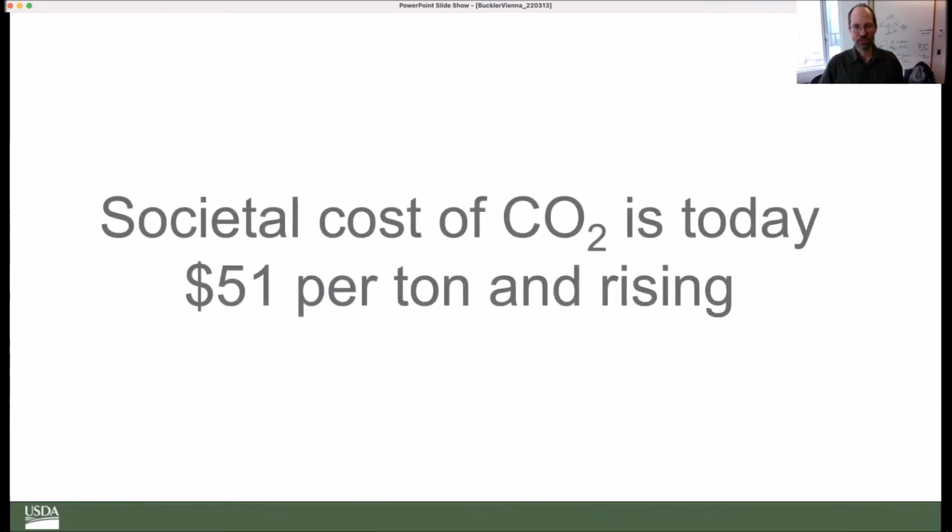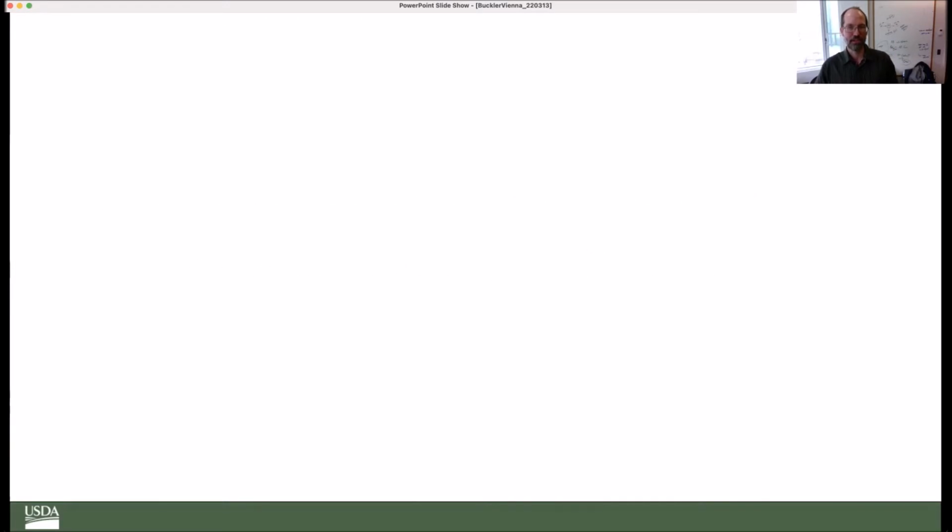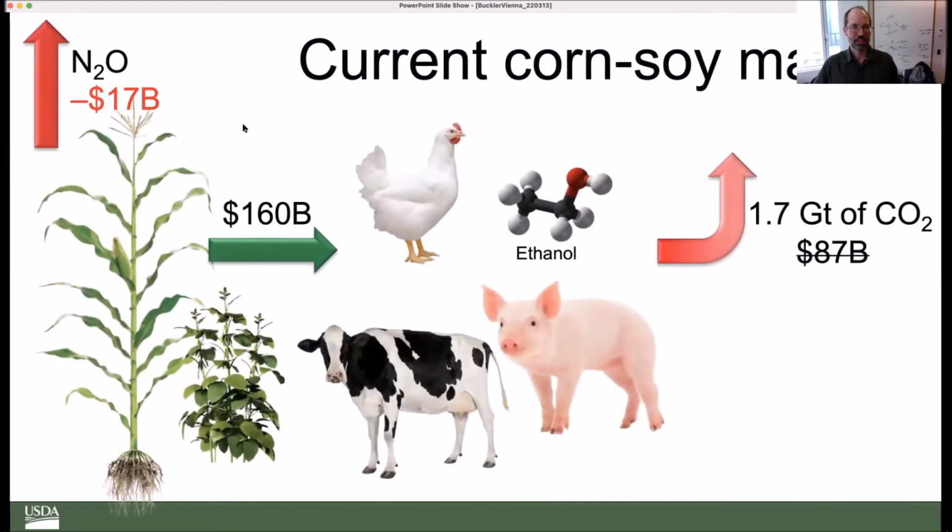And if you look at the value of these, what CO2 is at anywhere from $50 to $100 per ton, and we're modeling here at $50 per ton. Essentially there's a negative externality cost of about $17 billion there, and essentially a lost opportunity of capturing the CO2, the value of that carbon that goes through these livestock and ethanol.